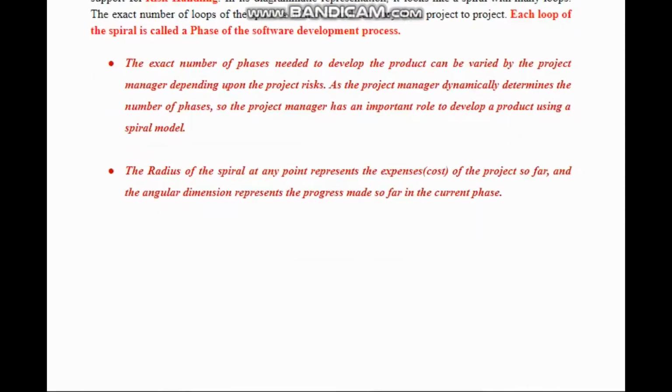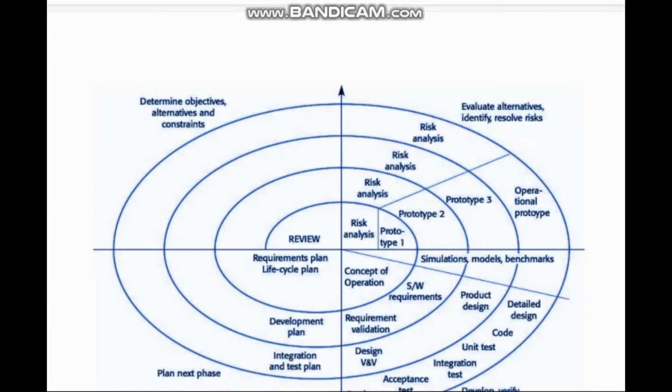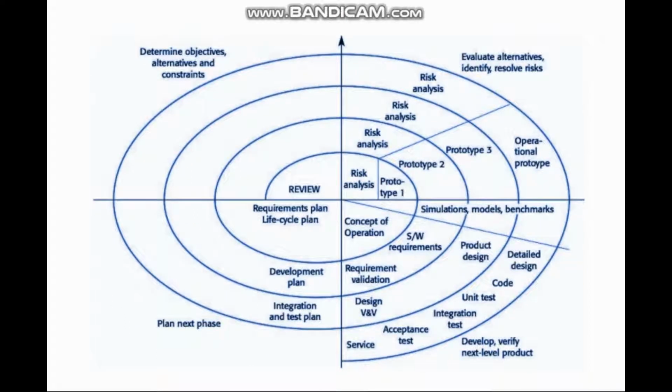So you can see that during each phase the development occurs. During the first phase, analysis is made and some objectives are finalized. Suppose we want to develop a software product. We take some objectives, we implement some constraints, and then we review it, and then we do risk analysis.